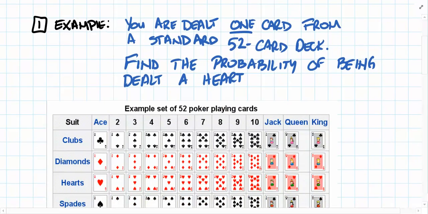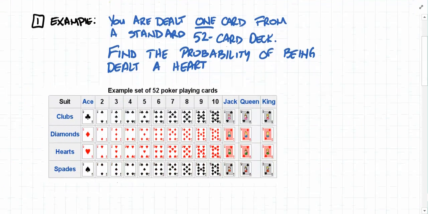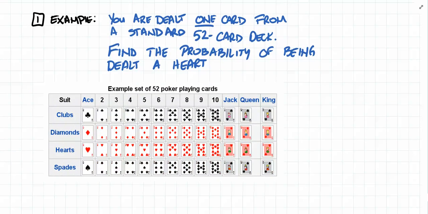Let's start off with an example. Let me shrink this down so you can see. You are dealt 1 card from a standard 52 card deck. Find the probability of being dealt a heart.